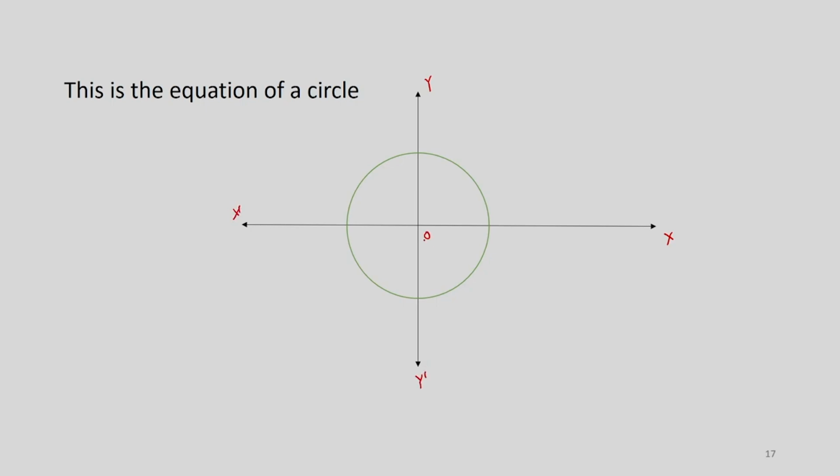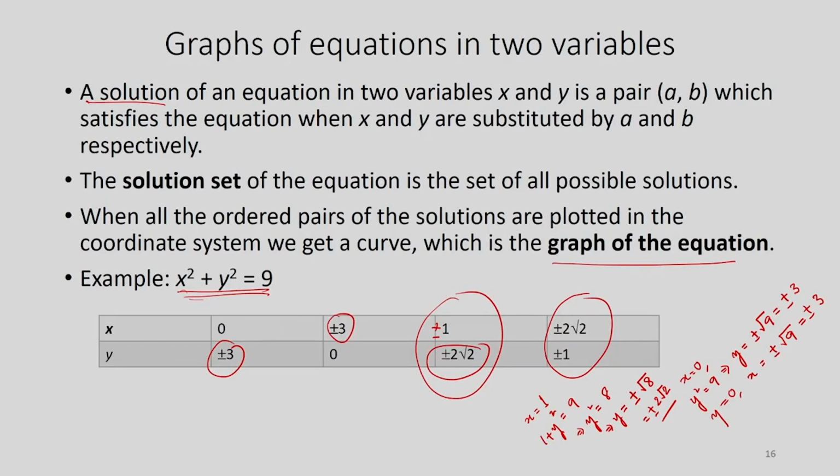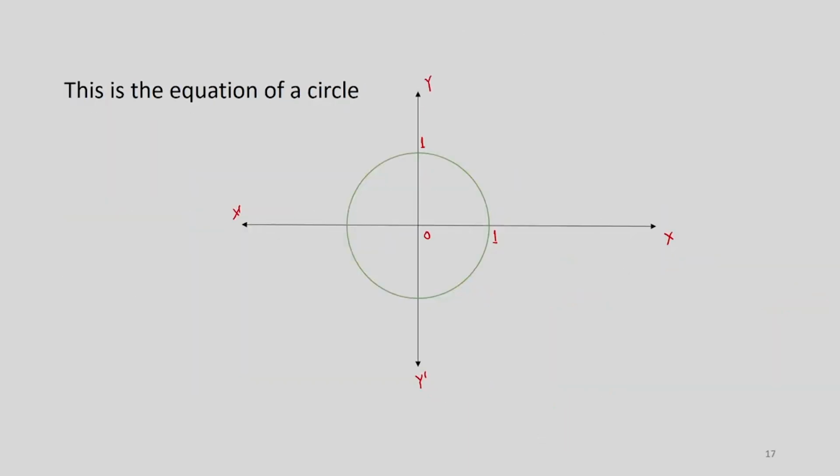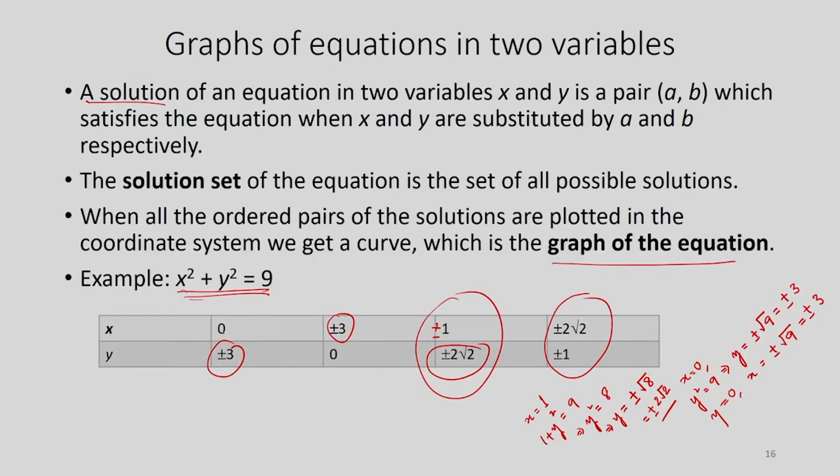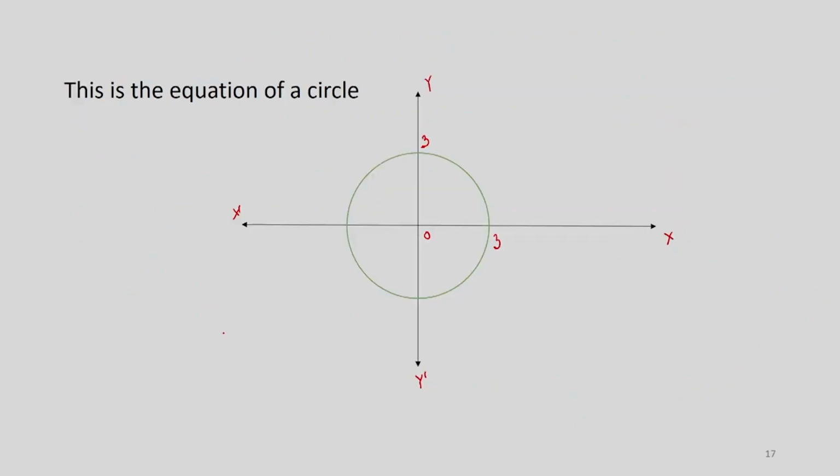Okay. And this circle has a radius of 1. And let us look at these values. I am sorry, the circle has a radius of 3. How do I know that? Just look at this. If we put x is equal to 0, y has two solutions, plus 3 and minus 3.